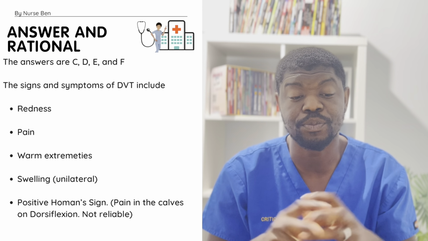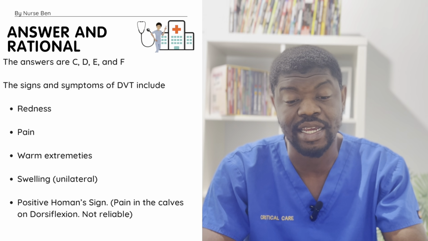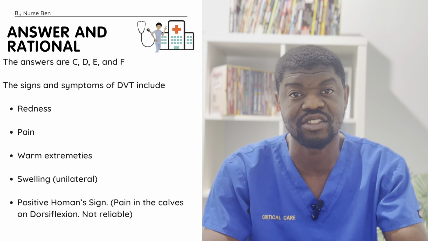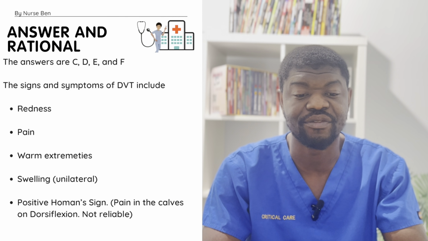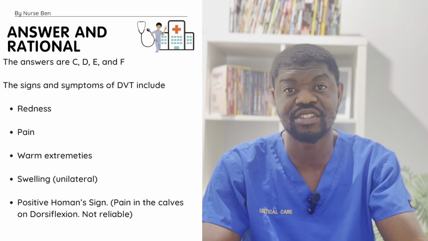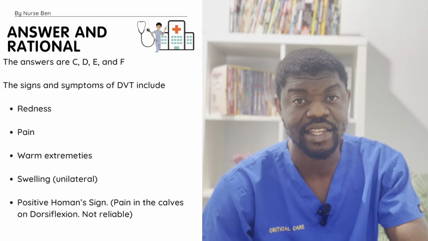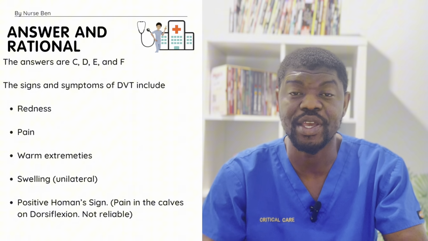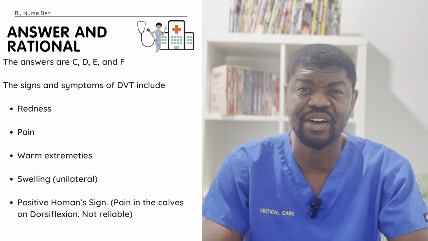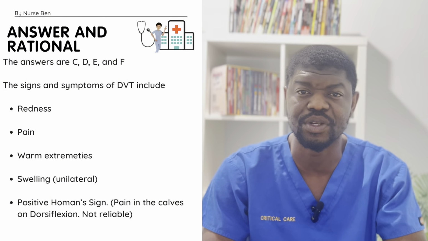There's something we call the positive Homan's sign. Now, what this is that when you dorsiflex your calf, you find out that you have pain. So you dorsiflex your foot, and if you feel pain in your calf, it could be a sign of DVT, but this is not a very reliable symptom to look at.